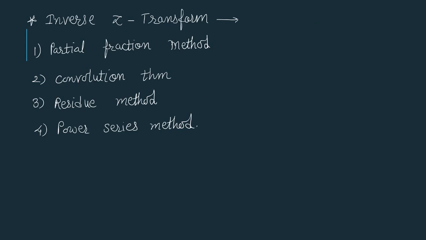Now, inverse Z transform we can find out by four different methods: partial fraction method, convolution theorem, residue method, and power series method. In this video, we are going to discuss this fourth method, power series method.